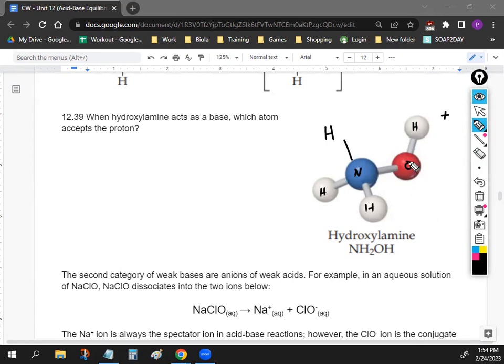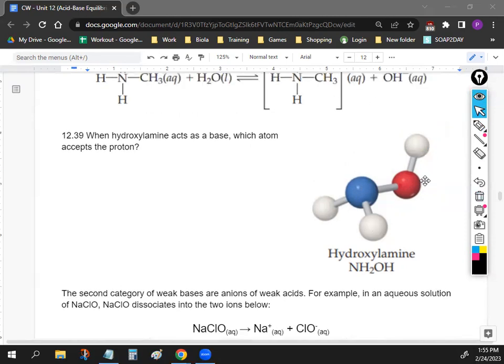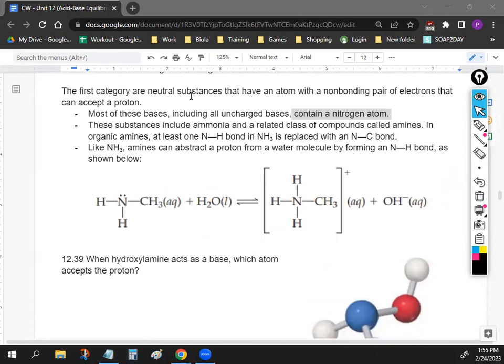Do we ever do a structure to find where the lone pair is, or do we always just go to the nitrogen? Usually you can just look at the nitrogen and oxygen. It's not that O can't accept, but N is more likely to accept the H. That's probably a better way to say it. And if you remember from what we just talked about, that's the first type. The first type are the ones where the nitrogen is the one that accepts the hydrogen.